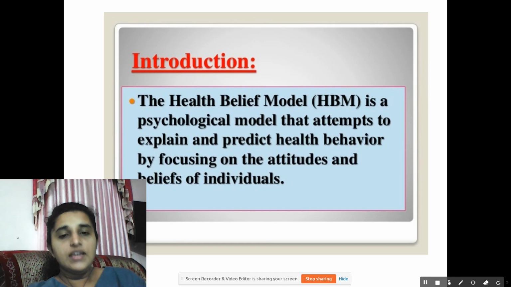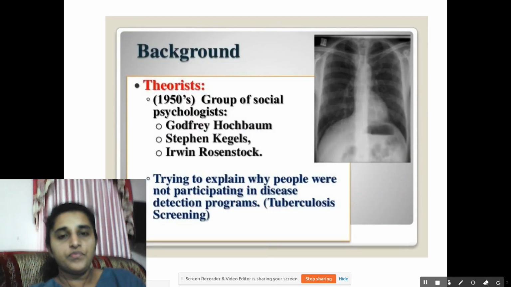The health belief model is a psychological model that attempts to explain and predict health behavior by focusing on the attitudes and beliefs of the individual. Here you have to remember two things. We are explaining and predicting health behavior, and for that we are focusing on the attitudes and beliefs of the individual. That is why this model is known as the health belief model. About the theorists, a group of social psychologists in the 1950s: Godfrey Hochbaum, Stephen Kegels, and Irwin Rosenstock. So this model is also known as the Rosenstock model.